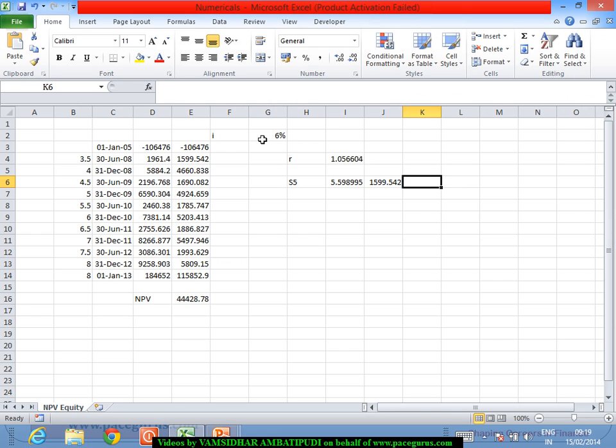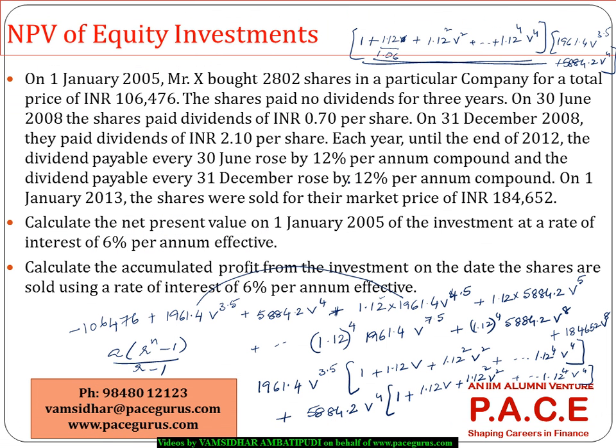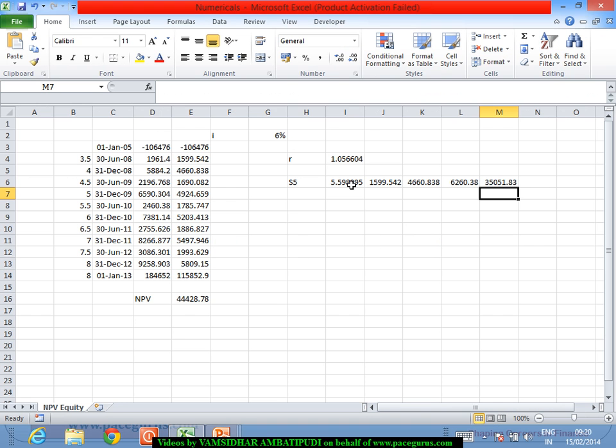So that is the 1961.4, and similarly 5884.2 divided by V power 4, or divided by 1 plus 6% to the power 4, which is giving me 4660. So the summation of these two, because this is the summation of those two I require, is multiplied by 5.59, which is giving me around 35,000. So the entire dividend related calculation, the present value, is working out to somewhere around 35,051.